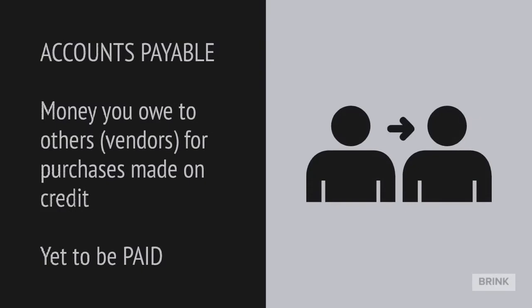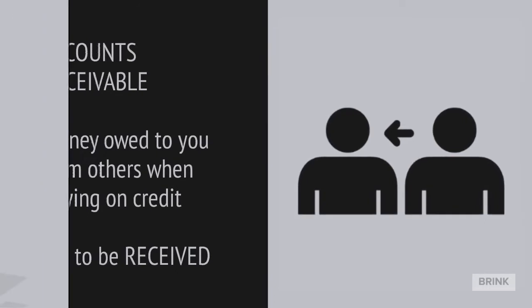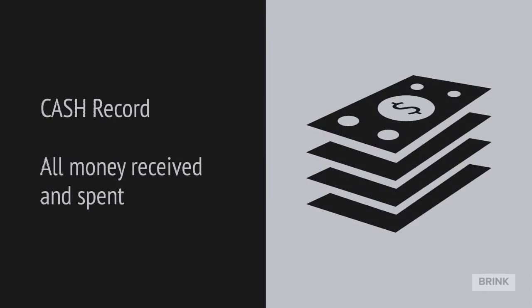Accounts payable identifies purchases that were made using credit and have yet to be paid. Oftentimes, businesses buy items and then pay for them over time. Accounts receivable is just the opposite. It identifies customers that have made purchases using credit and the status of their account. A cash record lists all cash received and spent by the business. And once again, cash simply refers to the amount of money actually being used, not money being borrowed.